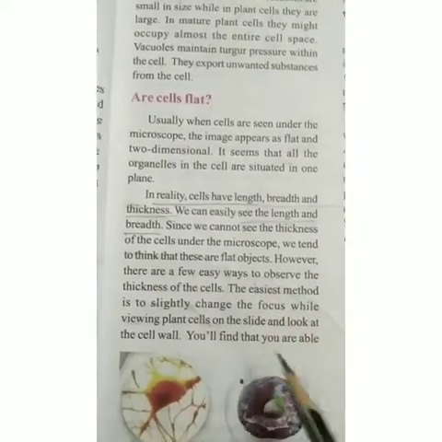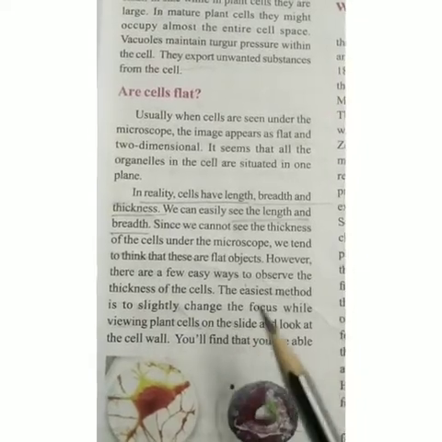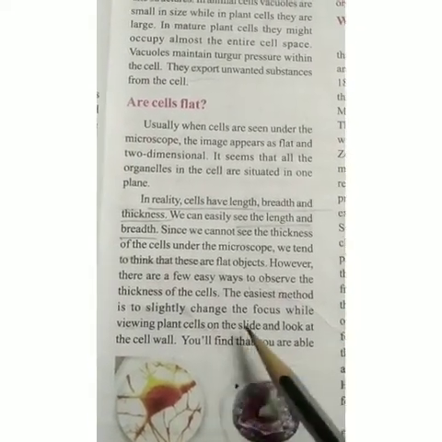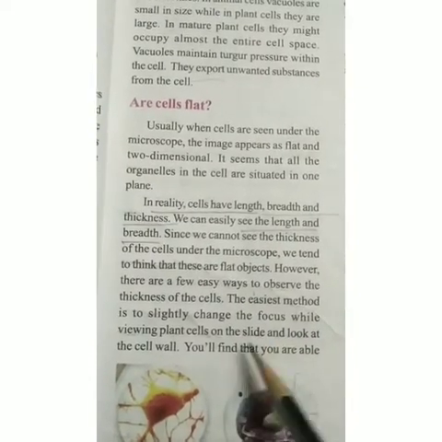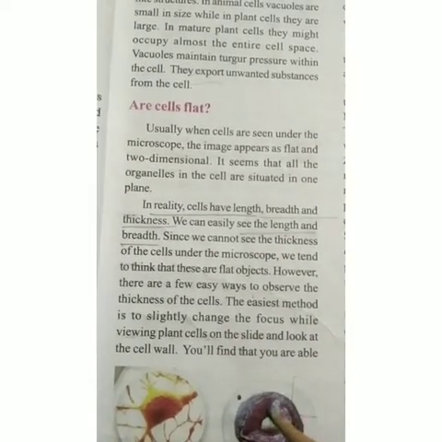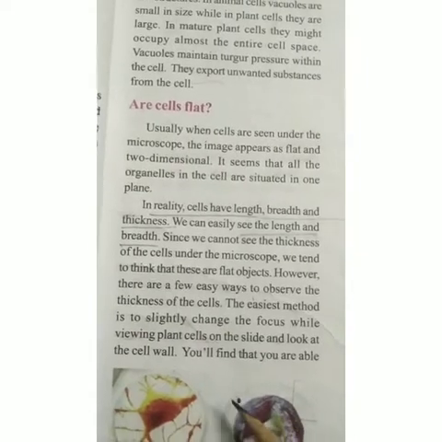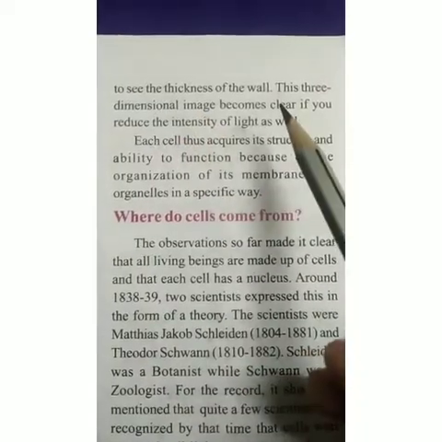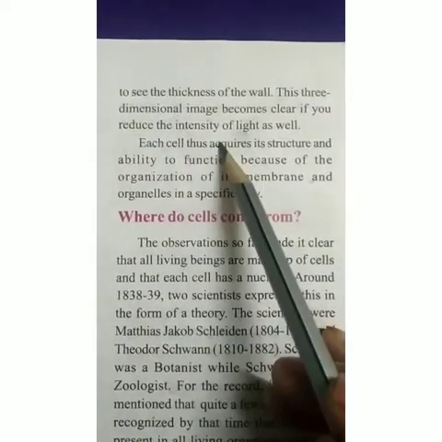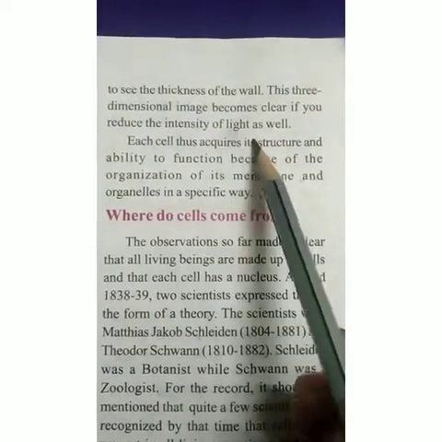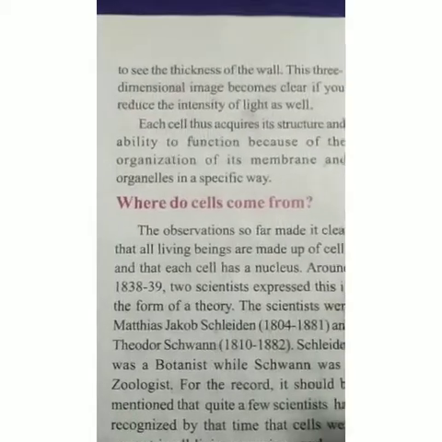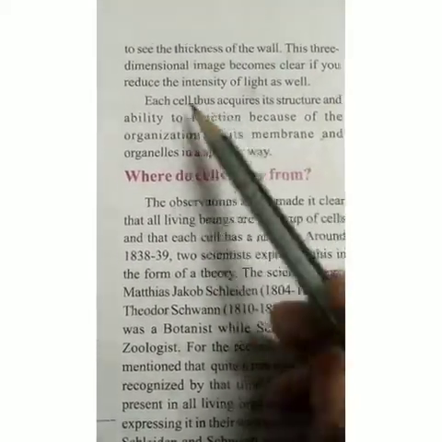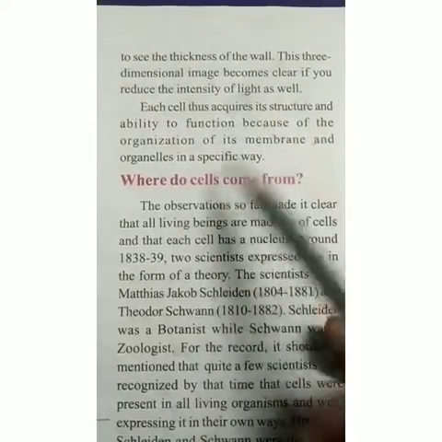There are a few easy ways to observe the thickness of the cell. The easiest method is to change the focus while viewing a plant cell on the slide and look at the cell wall. You have to slightly change the focus of the slide and you will be able to see the thickness of the wall. This three-dimensional image, meaning length, breadth and thickness, becomes clear if you reduce the intensity of light as well.